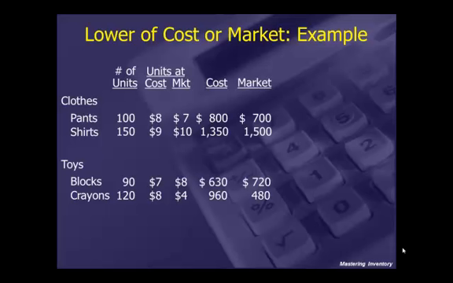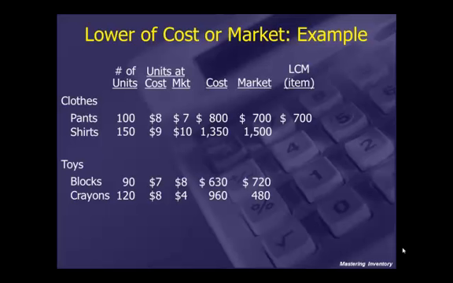So this would be great to use with an Excel spreadsheet. Now we've got cost or markets set up by pants, shirts, blocks, crayons. We've got them by groups. So let's see how we're going to go with this. If we're going to do it by item, look at the pants, compare cost to market. Which one's lower, 800 or 700? Well, 700 is.